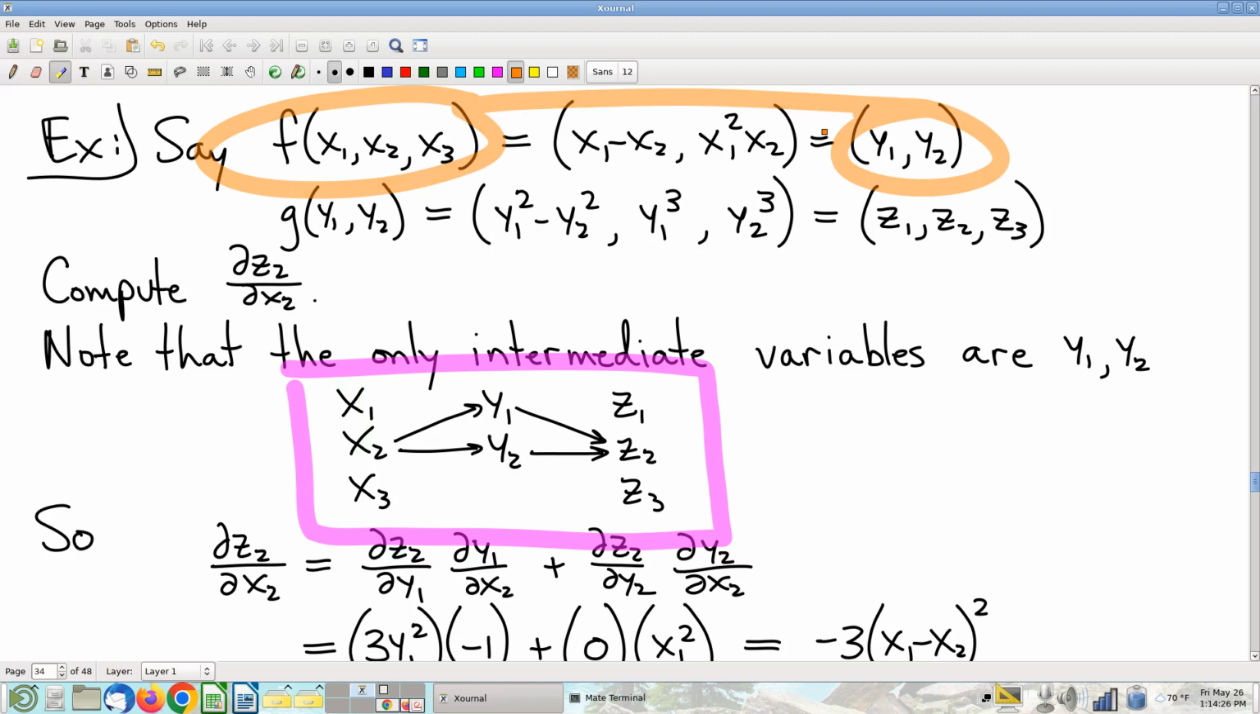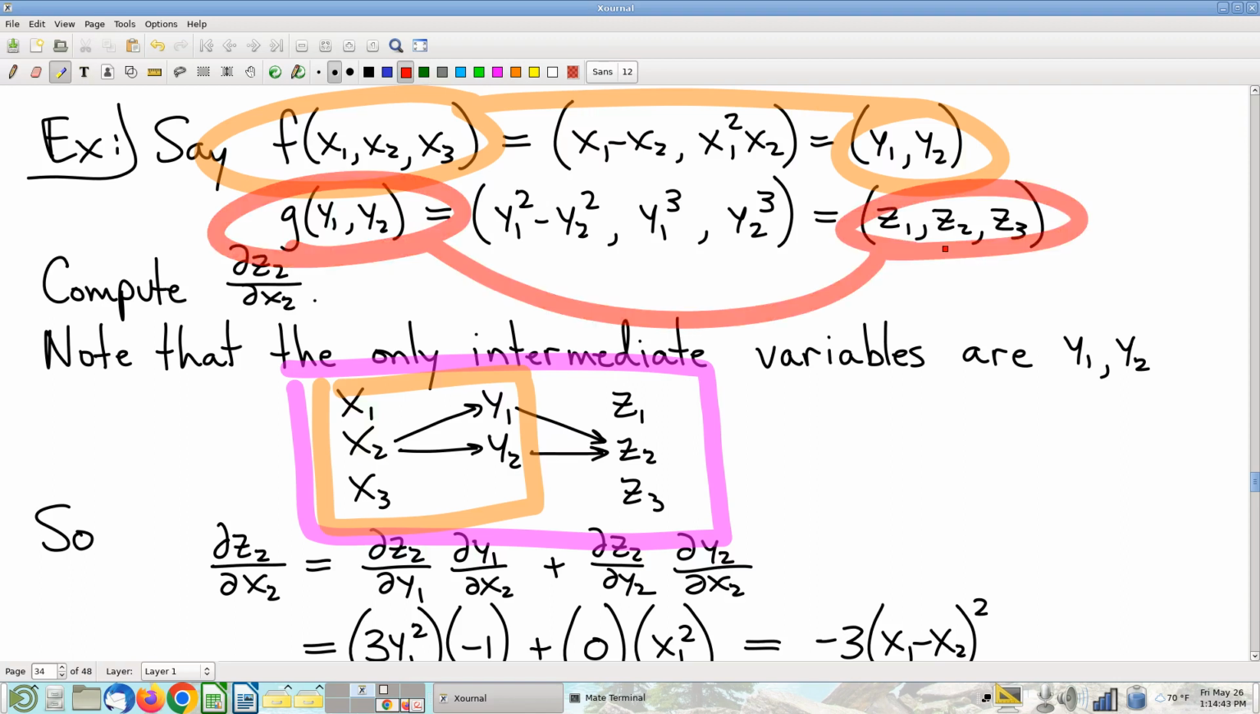Now, with that in mind, we're given that f takes x's as its inputs, gives y's as its outputs. So that's represented now on my diagram. Likewise, we are given that g takes the y's as the inputs and gives these z's as the outputs. Boom, on my diagram. So now I can see exactly what is a function of what. The diagram's going to do my bookkeeping for me. It's going to make all my decisions for me, as to what terms I need to have.